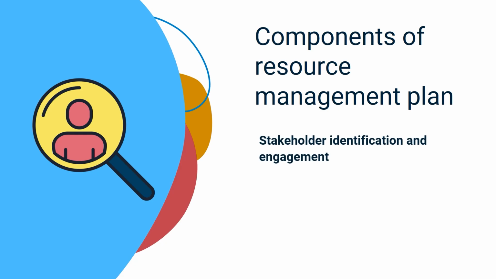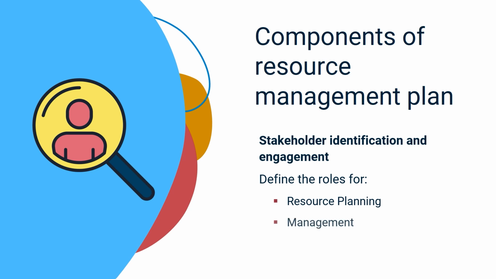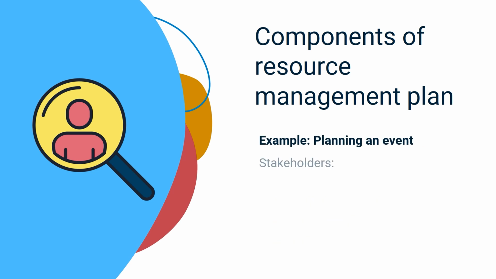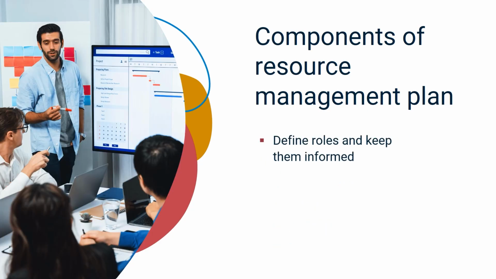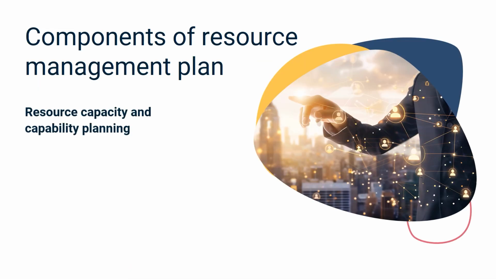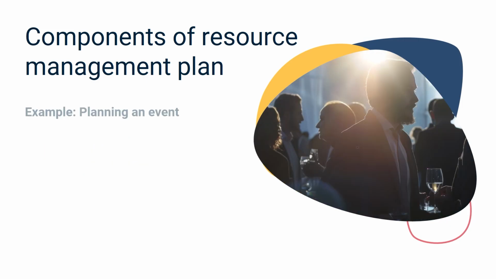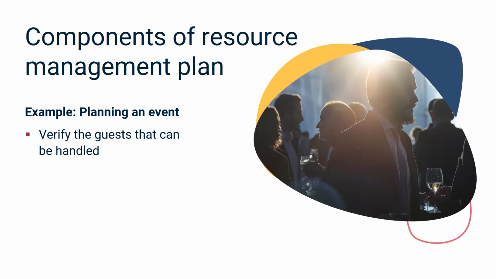Next, it is crucial to engage key stakeholders by defining their roles and responsibilities in supporting resource planning, management, and control. Knowing who's involved, such as event planners, caterers, technicians, and speakers, is essential. Defining their roles and keeping them informed is also a good idea. Then, assessing your resources' capacity and capability is essential to ensure they are sufficient for a successful program. For example, you verify that the catering company can handle the number of guests for the event.